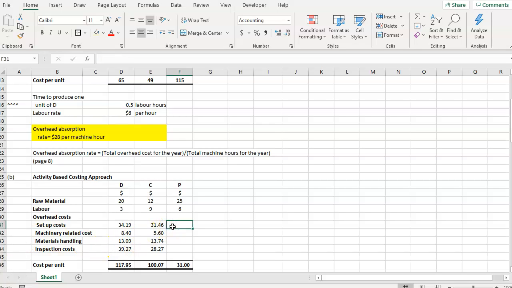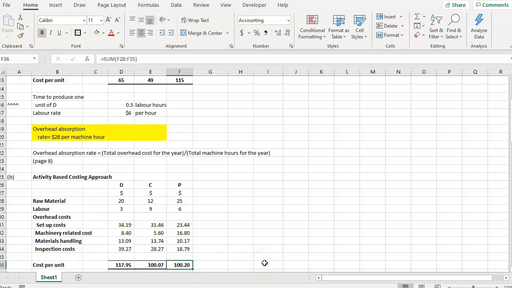So setup is 23.44. Machinery related is 16.8. Material handling is 10.17. And finally, inspection is 18.79. Now, it's the other way around for P. Traditional costing gives a higher cost value to product P than ABC.